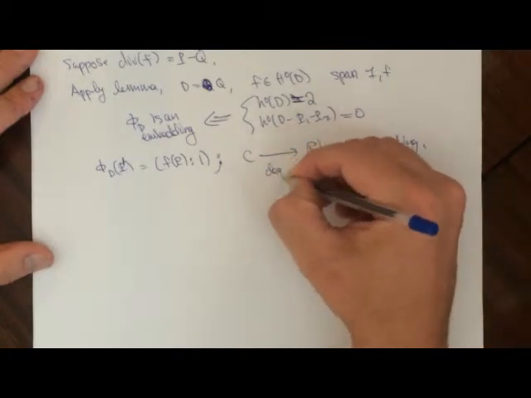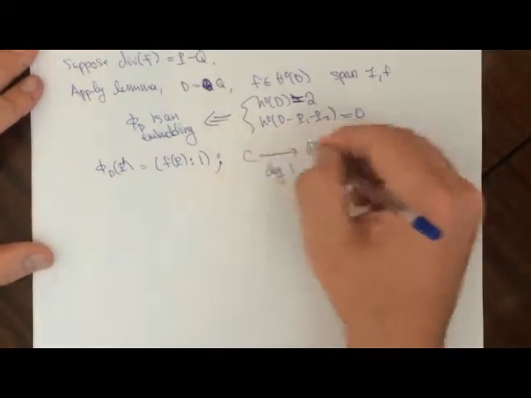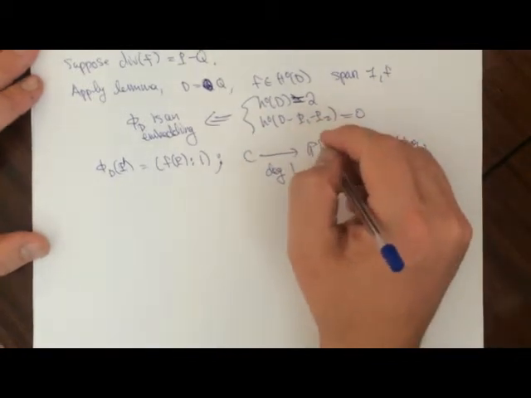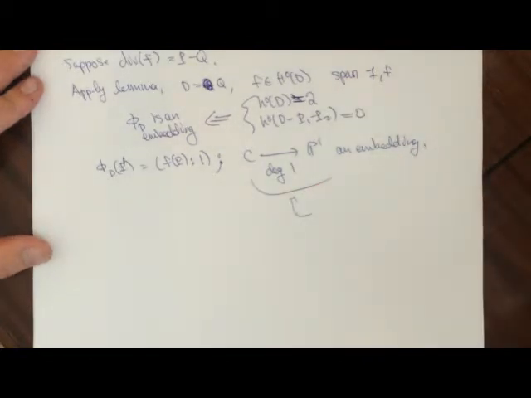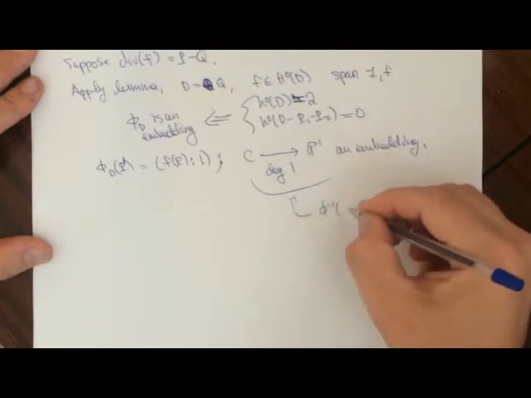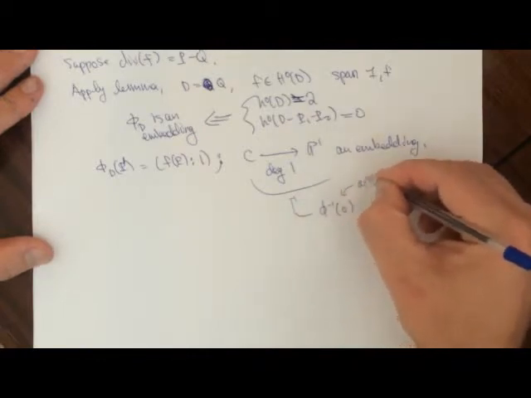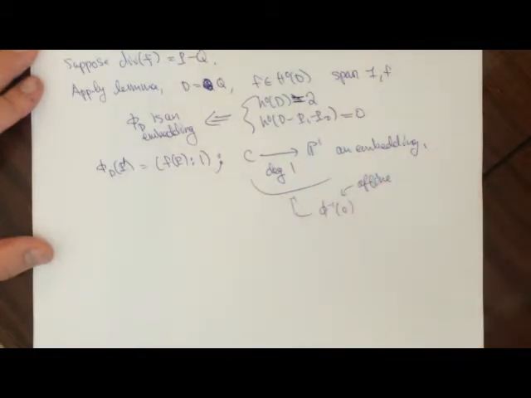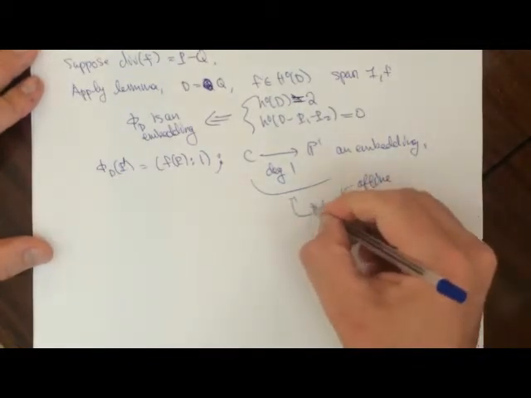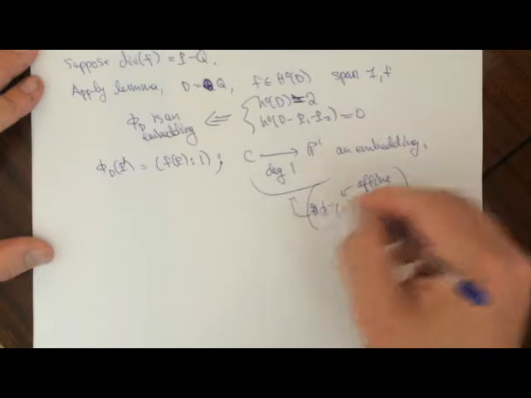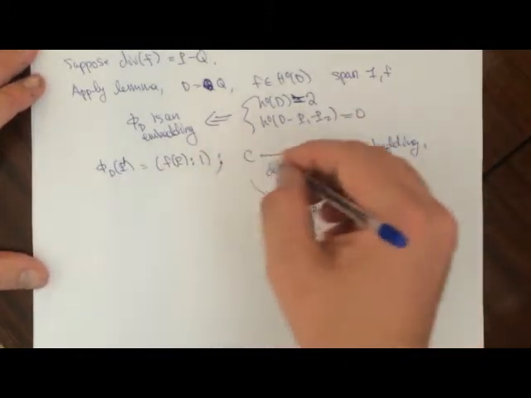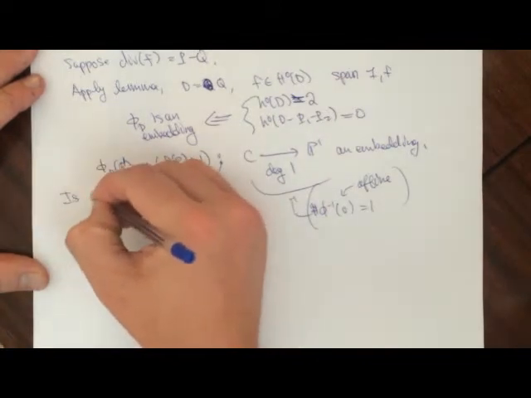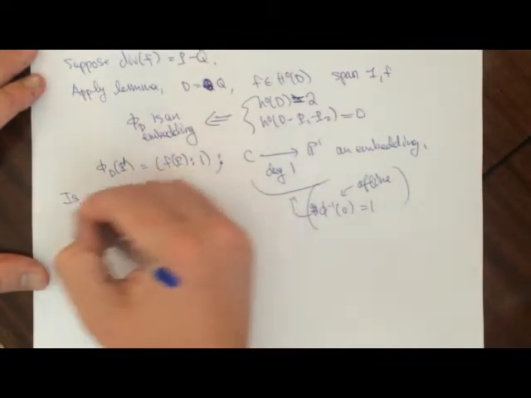You can actually check that this is a degree 1 morphism to p1. One way to see this, another way to see this is to look at the inverse image phi inverse of, and then I'm going to write this affine, so that these are not projective coordinates. But you can actually look at that this is 1, so you can kind of check this. Okay, so we have a degree 1 morphism to p1. So this is an isomorphism.